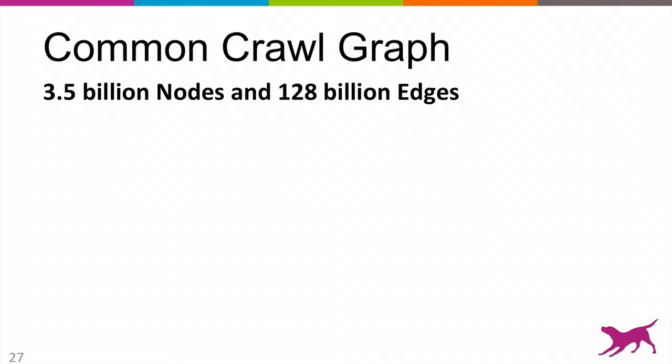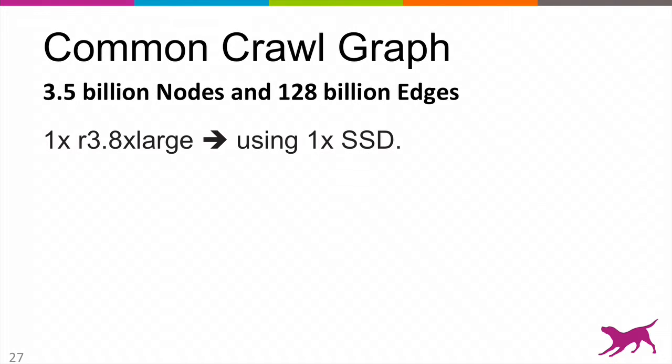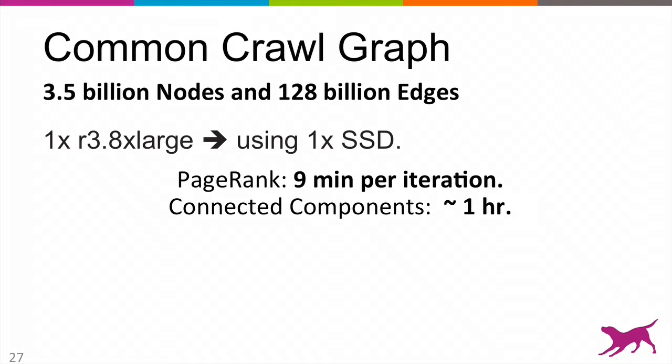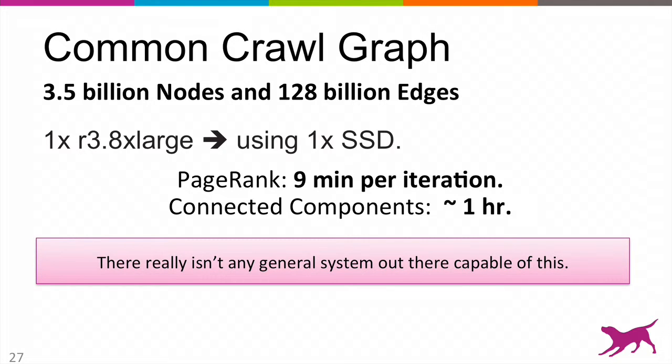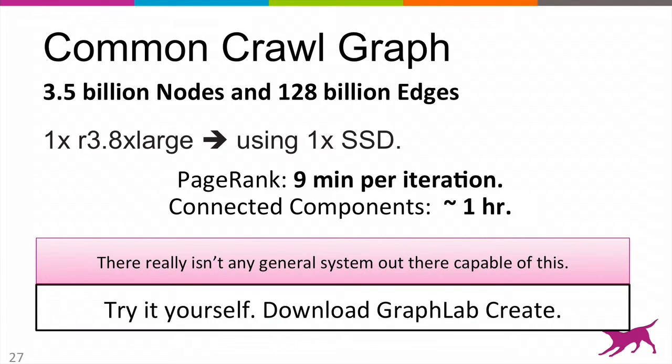Now, on the Common Crawl graph, about 128 billion edges, we use one EC2 machine, one SSD. We can run PageRank on this: 9 minutes per iteration, connected components about 1 hour. So there really isn't any other general purpose system out there capable of this. You can do this yourself. Right now, this software is publicly available.